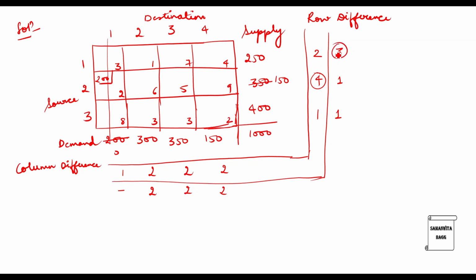It is in the row difference section. So, I will choose the corresponding row. Here, the minimum value is 1. Its corresponding supply is 250. Demand is 300. So, I will allocate the minimum of the two, that is 250. This becomes 0. This becomes 50. Since the row has become 0, I will cancel out this corresponding row. Now, this calculation is also over.